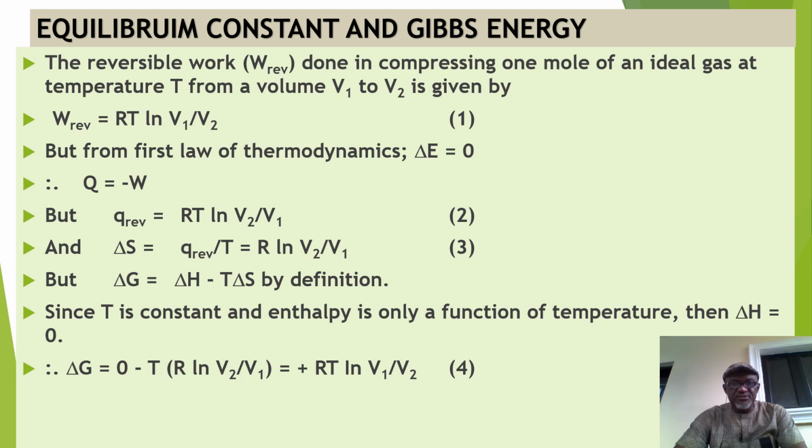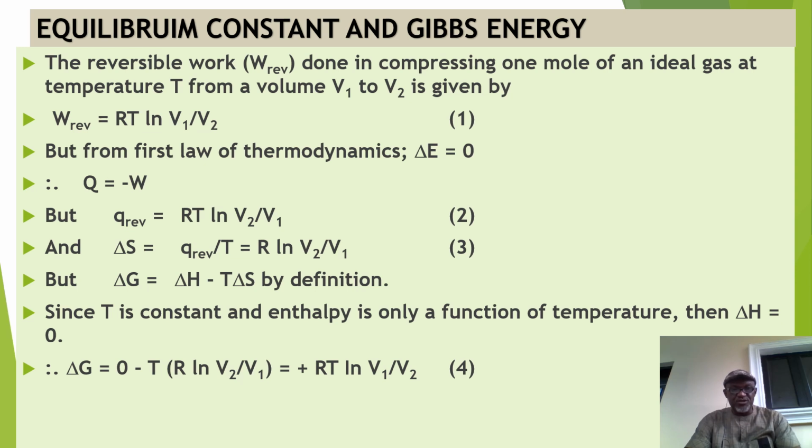Equilibrium constant and Gibbs energy. The reversible work done in compressing 1 mole of an ideal gas at temperature T from a volume V1 to V2 is given by RT ln V1 over V2. That's equation 1. But of course, from our first law of thermodynamics, delta E is equal to 0. Therefore, Q is equal to minus W.